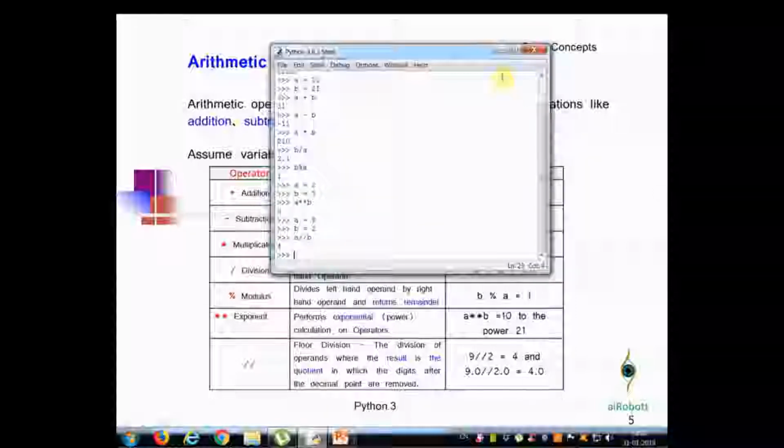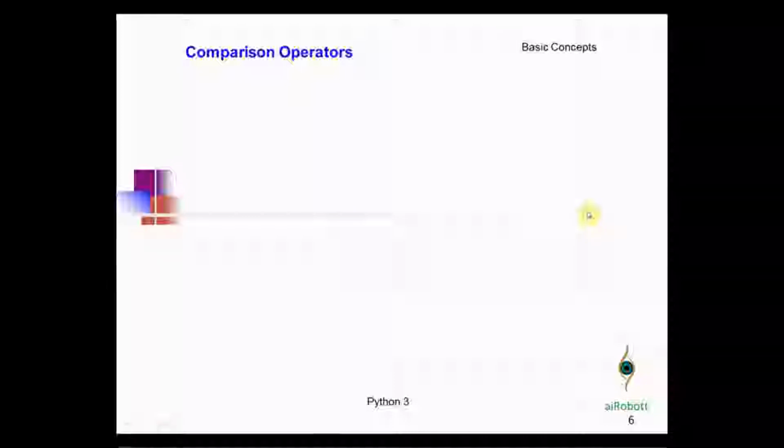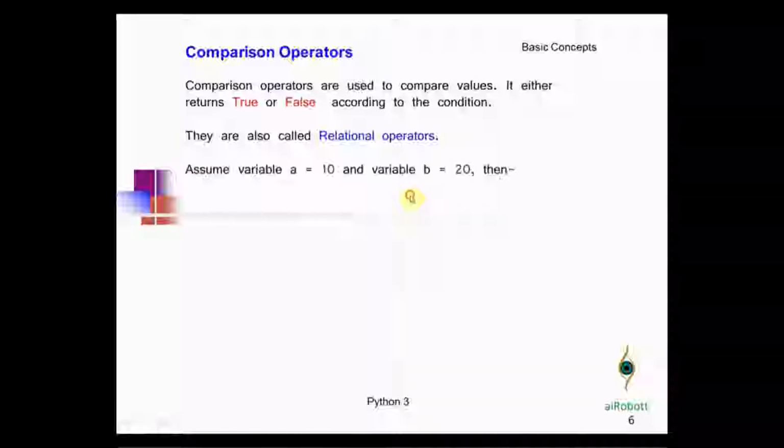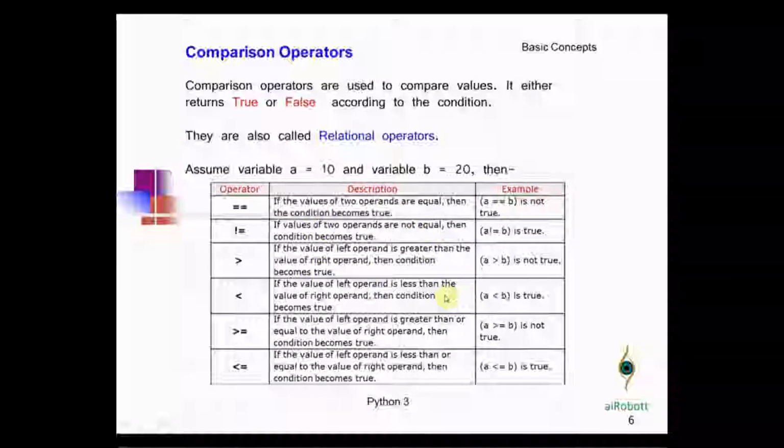In comparison operators, these operators are used to compare values. It either returns true or false according to the condition. These operators compare the values on either side of them and decide the relation among them, so it is called the relational operators. Now see the operators: double equal to, exclamation mark and equal to, greater than, less than, greater than or equal to. These are all the comparison operators. Let's see the programming part, how to use this.